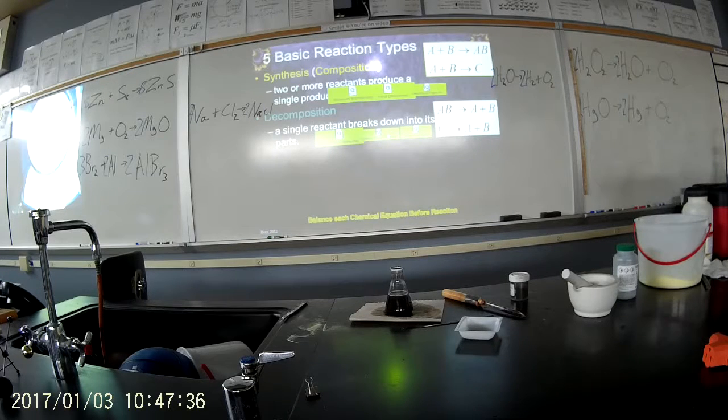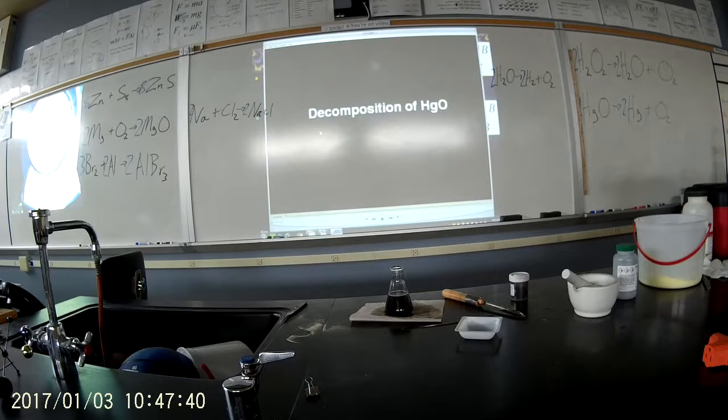And here's a decomposition of mercury oxide. This is fun because this was used hundreds of, maybe even thousands of years ago. And what would happen is rich people would pay these alchemists to stand around their big cauldron of boiling mercury. And at the bottom of that would be mercury oxide. You can dig it out of the ground. And when you heat up mercury oxide, it produces mercury and oxygen.